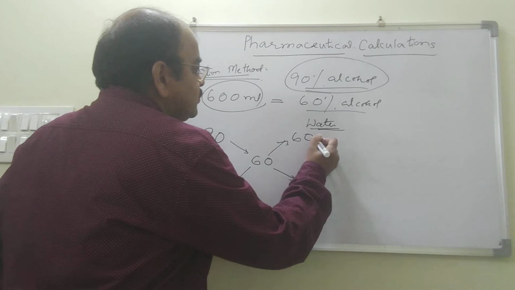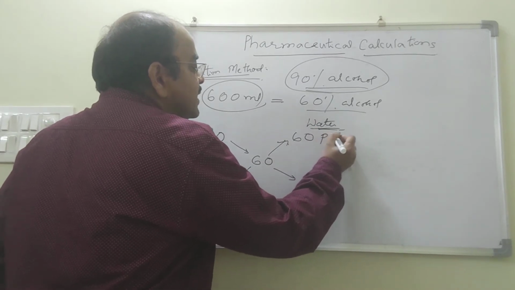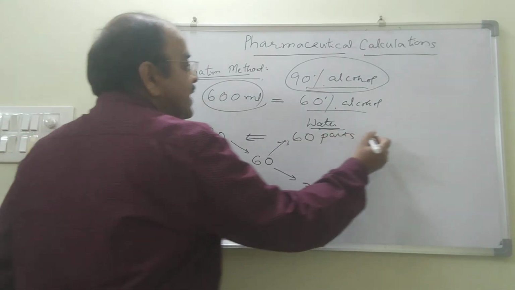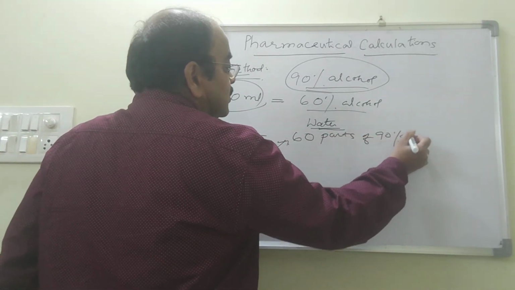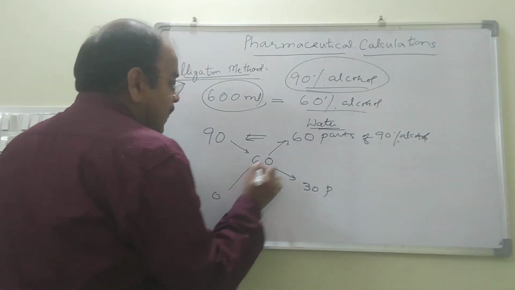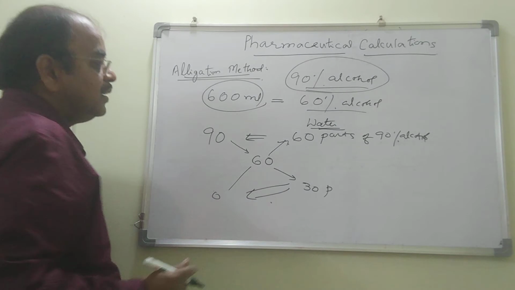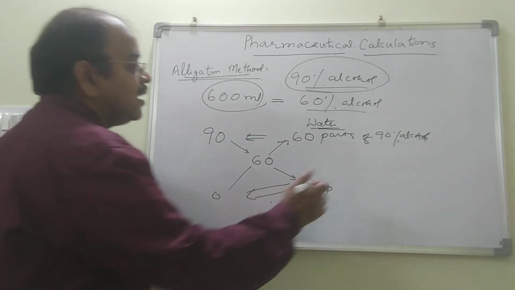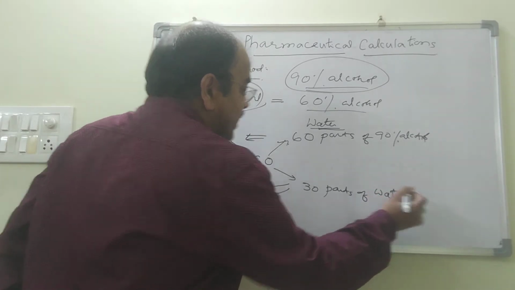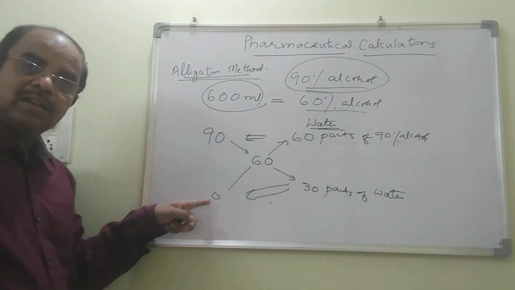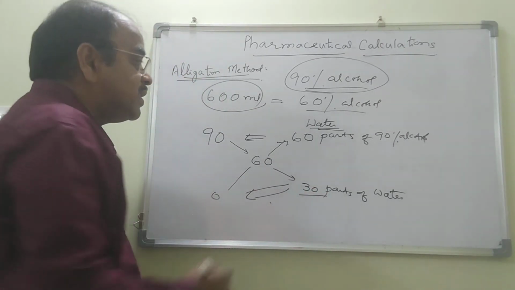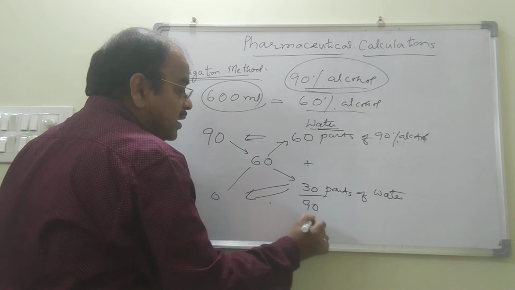Now, we have to prepare 60. We have to use 60 parts of 90% alcohol and 30 parts of water, and mix them. Totally how many parts are there? 60 plus 30, 90 parts are there.